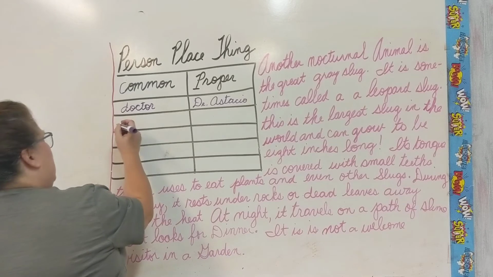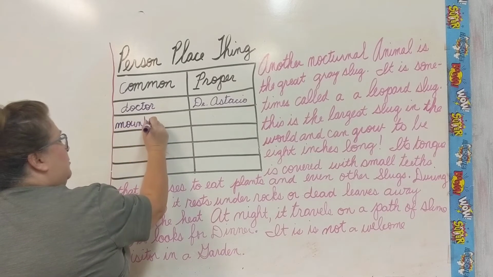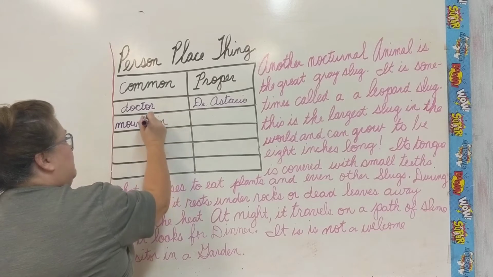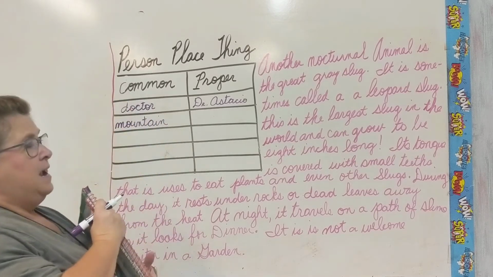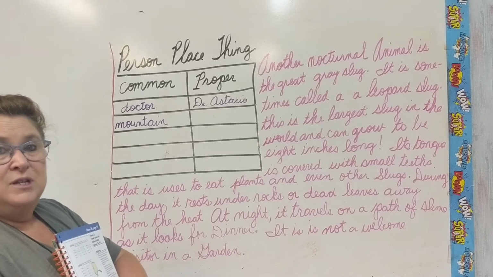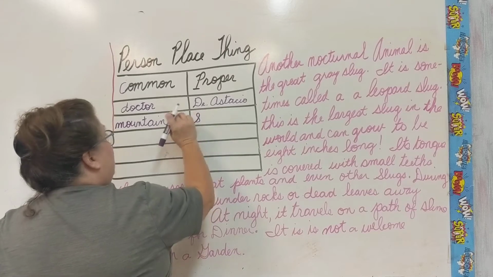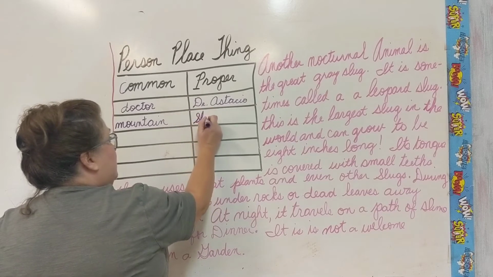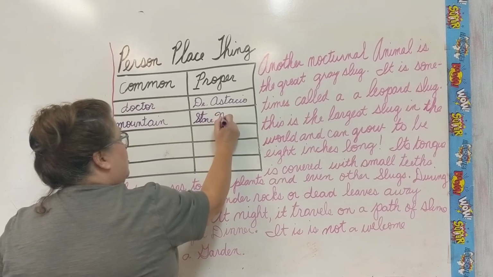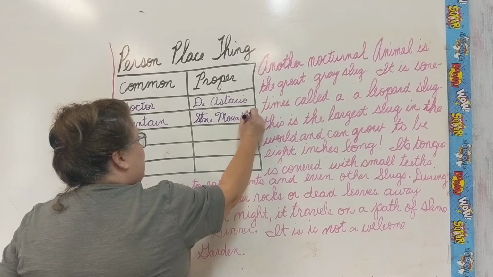Let's talk about a mountain. Now, did I say the name of any particular mountain? I just said mountain. So it's just a common noun. But when I give that mountain a name and I say Stone Mountain, I've given it a name and it is now a proper noun. So it will be capitalized. Stone Mountain. I've given it a name.